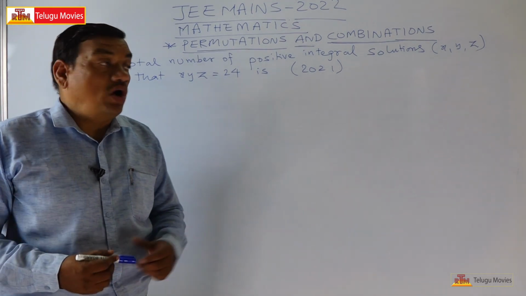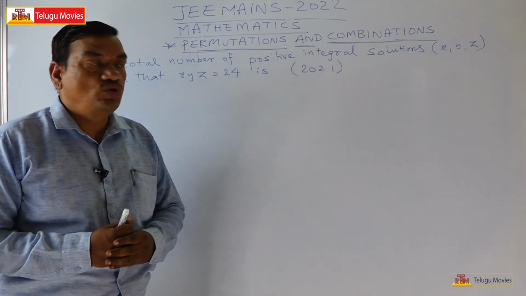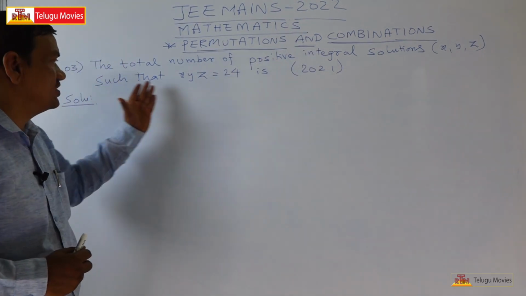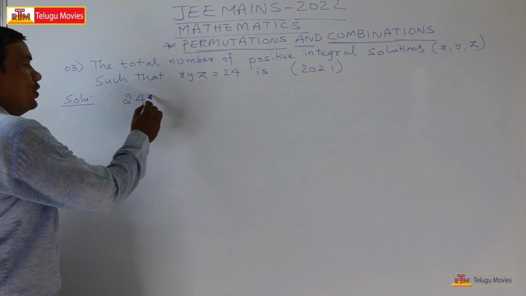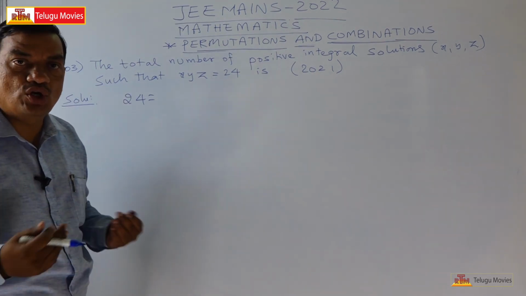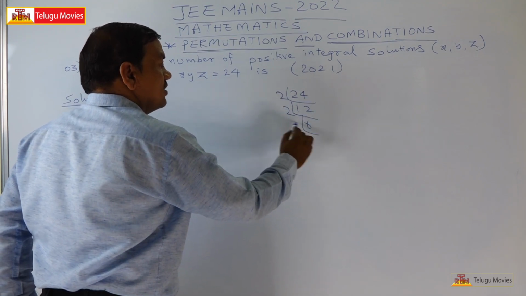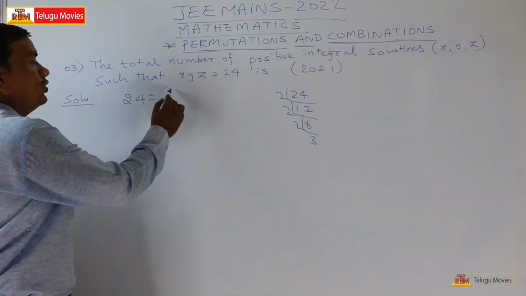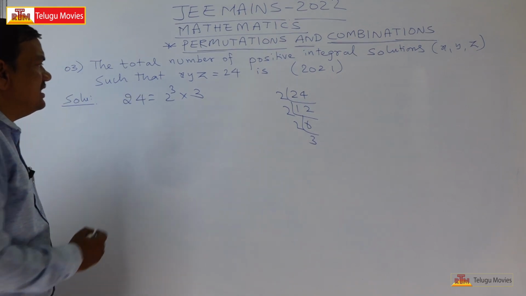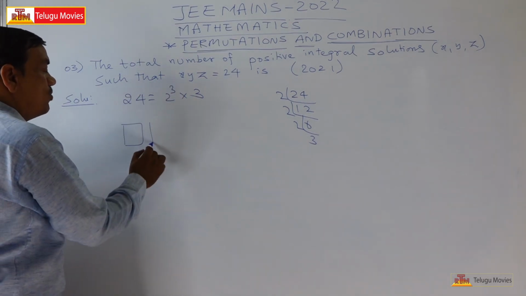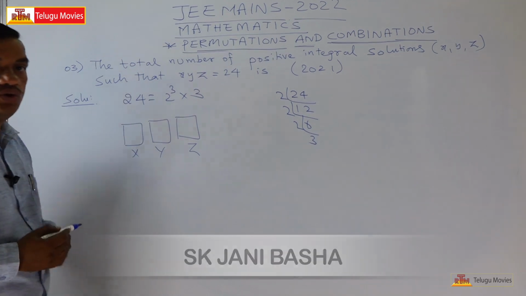So dear students, coming to our main solution, the total number of positive integral solutions x, y, z such that their product is equal to 24. First take 24. 24 can be written as a product of primes: 2 12s are 24, 2 6s are 12, 2 3s are 6. So this is equal to 2 cube into 3. Consider these x, y, z as boxes, so that their product is equal to 24.